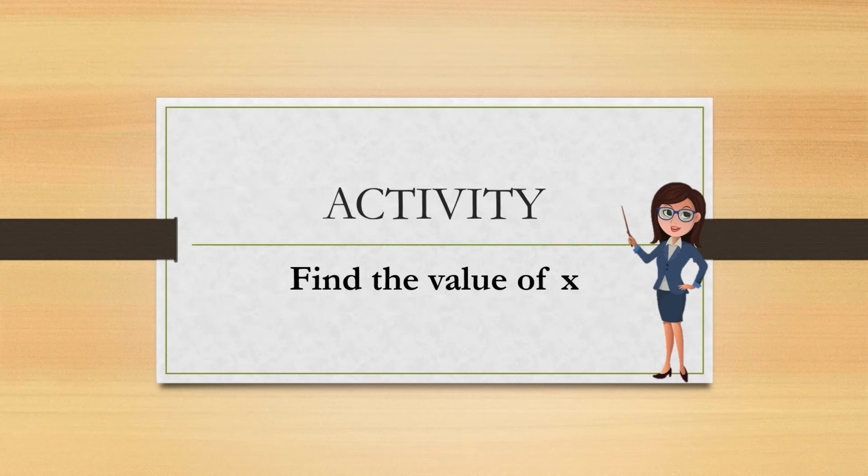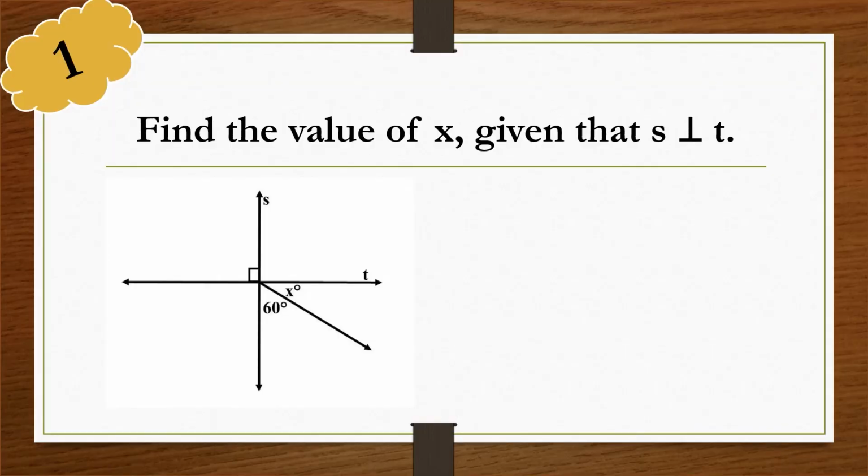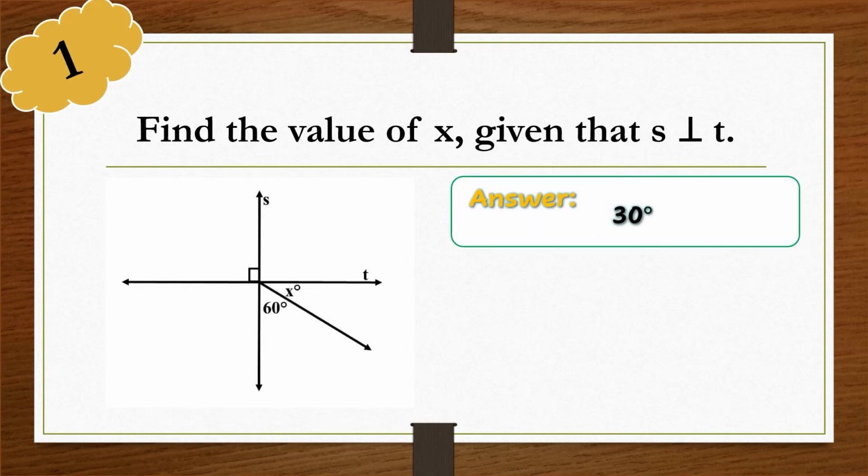Let us try this activity entitled Find the value of x. Number 1, find the value of x given that s is perpendicular to t. As you can see in the given, 60 degrees and x degrees is opposite of the 90 degrees. The value of x is 30 degrees.